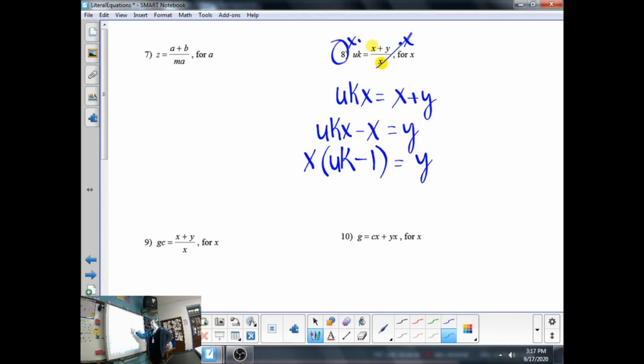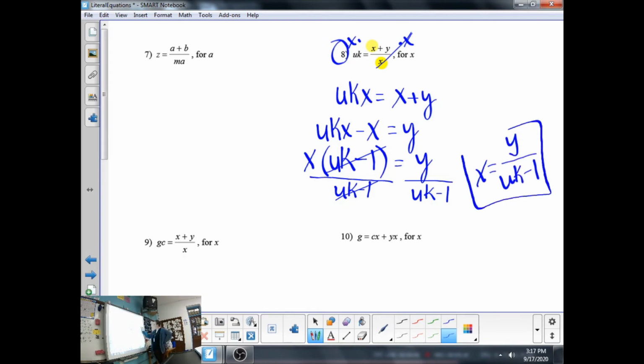We have x times a set of parentheses now, so I am able to undo that by dividing by the set of parentheses. So I'm going to divide both sides by uk minus 1. These uk minus 1's divide out, so your solution is going to be x equals y over uk minus 1.